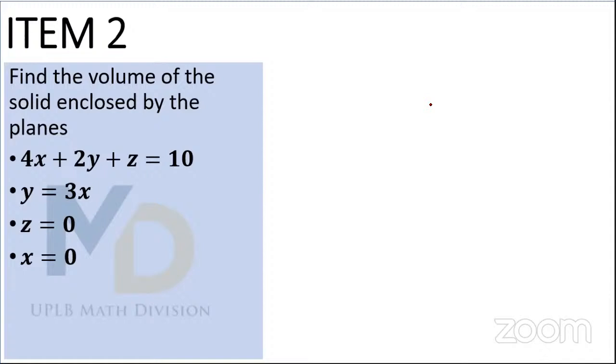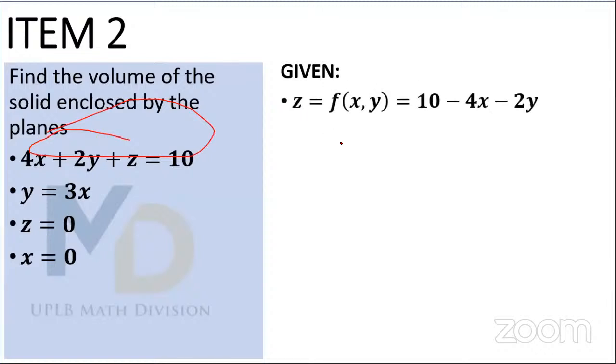Again, first thing that we must do is to find a function z in terms of x and y, and analyze the region R on the xy plane. So saan natin kukunin si function z in terms of variables x and y? Kunin natin siya dito. Tama? So if we isolate z here, ano mangyayari? Ayan, so for our given, we have a function z in terms of f of x, y equal to 10 minus 4x minus 2y.